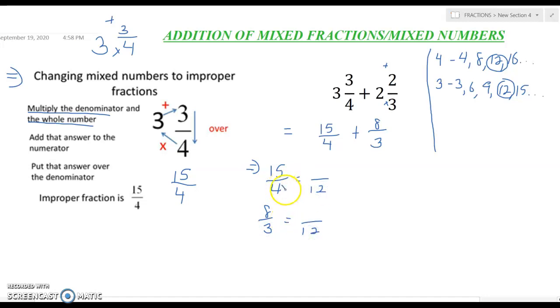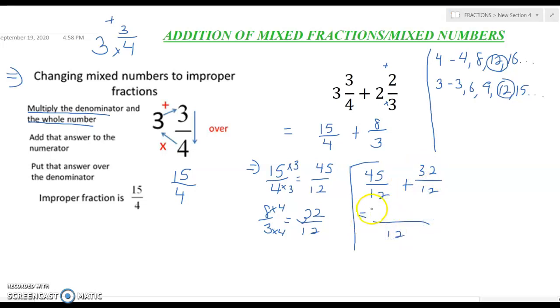For the first one, 4 by 3 is 12, right? So now I need to say 15 by 3, which is 45. And then 3 by what gives me the 12? 3 by 4. 8 by 4 is what? 32, right? So now I will get 45 over 12 plus 32 over 12. Put everything over the 12 now.